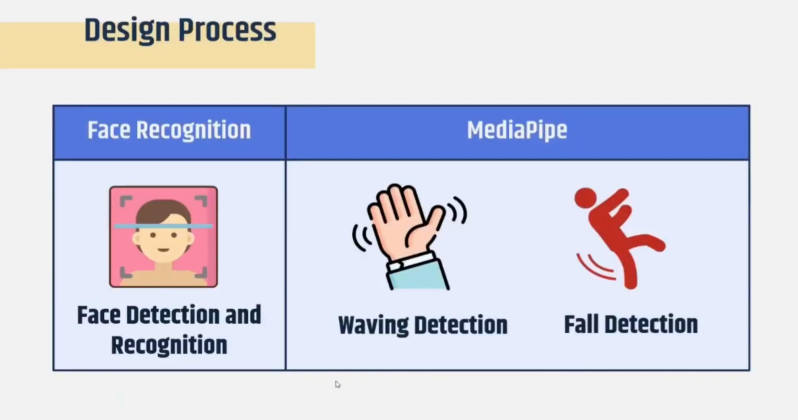Next, the danger detection. The two models that I have used in this detection are face recognition, obviously for face detection and recognition, and the second one is MediaPipe, which is useful in waving and fall detection. So how does it work?